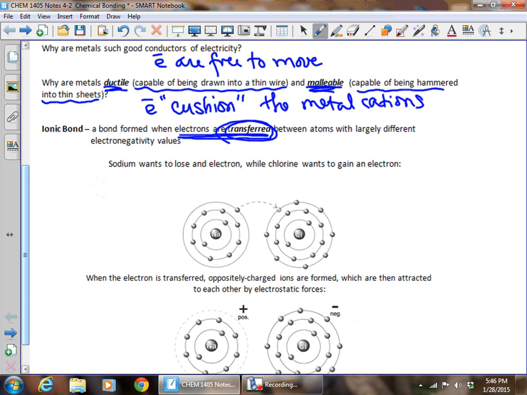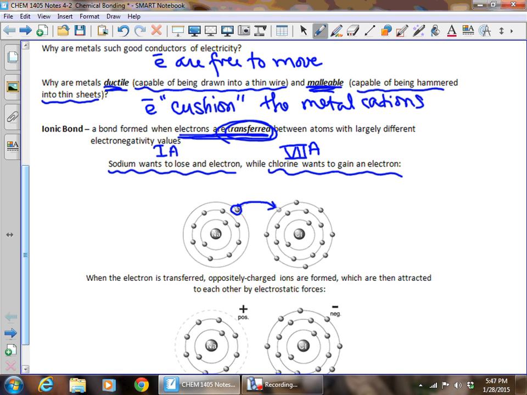Take, for instance, sodium and chlorine. We've got sodium, and if you remember, sodium's in group 1A, and 1A elements want to lose one electron. They have one valence electron, so they would like to lose that electron. Chlorine, which is over there in group 7A, has 7 valence electrons. Chlorine would very much like to gain one electron. So if you get sodium and chlorine too close together in the same container, then that's exactly what's going to happen. That electron on sodium is going to be grabbed by chlorine. Sodium didn't want it that badly anyway.